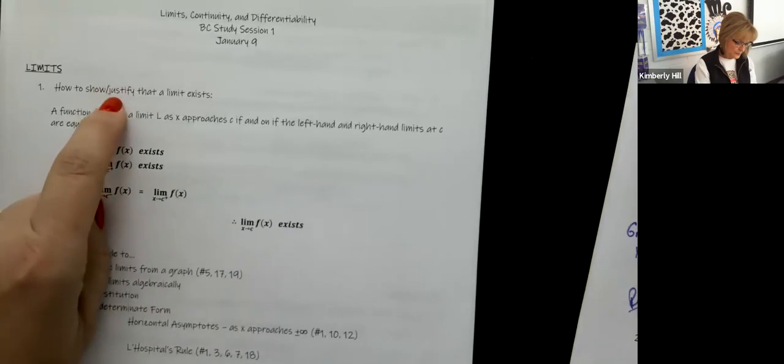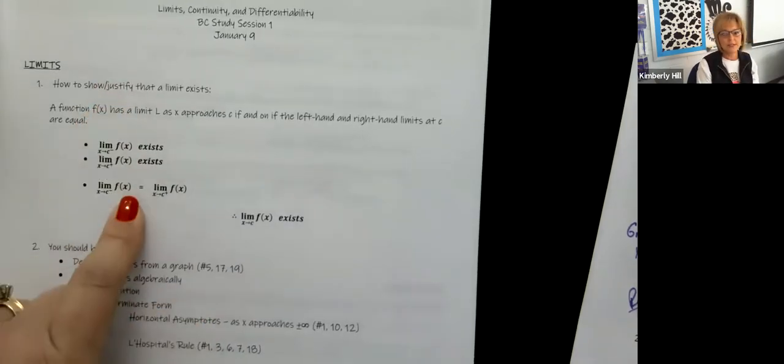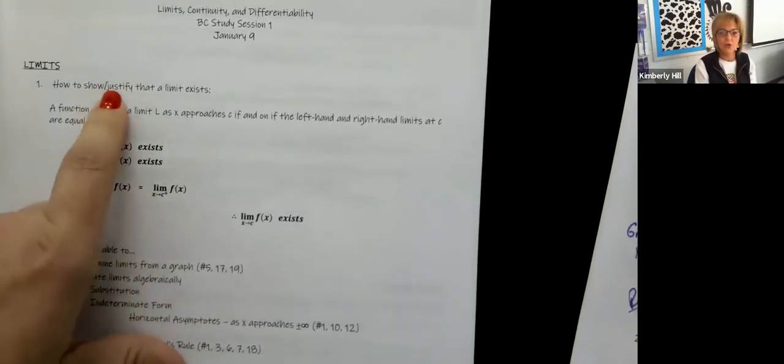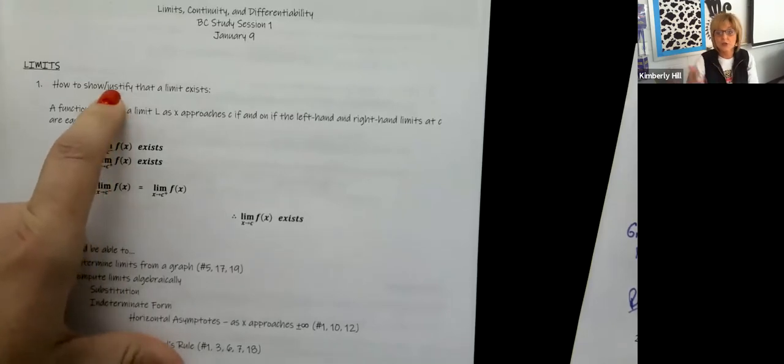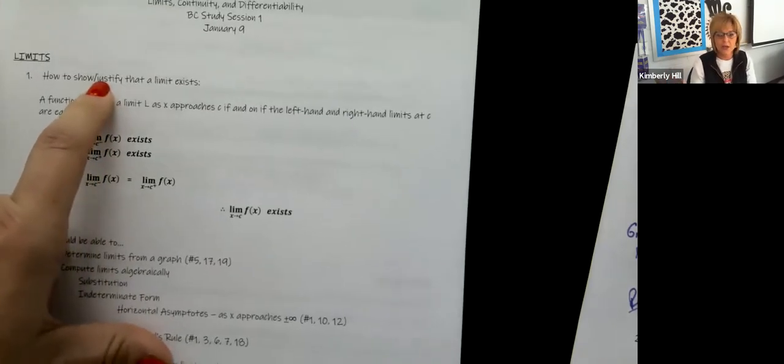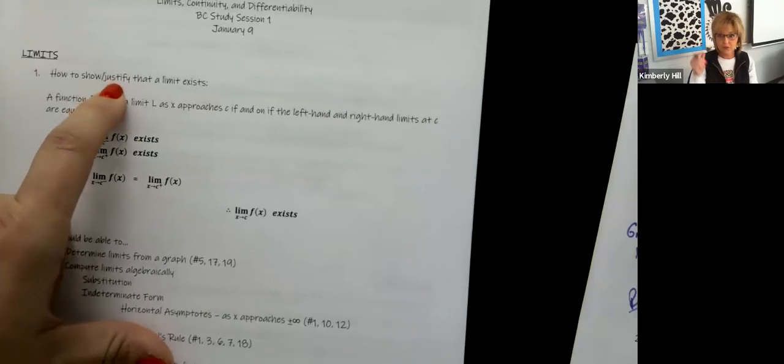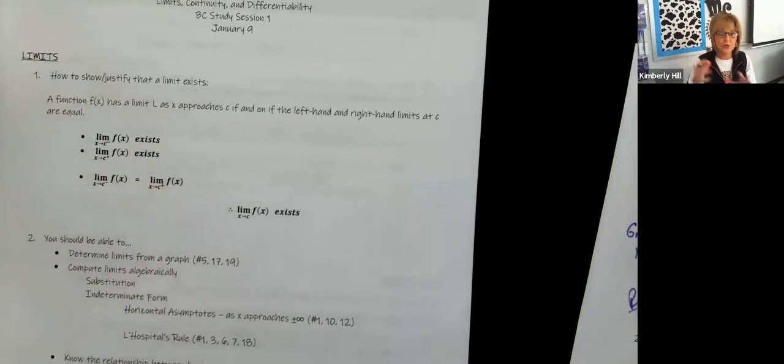So we want to look at not only what is a limit, but if we're asked to show or justify that a limit exists, what would we have to say on the AP exam? Because we all know that justification piece, that's a point sometimes. Anytime you see show, justify, you don't want your students to lose that point because you didn't know what to tell them.